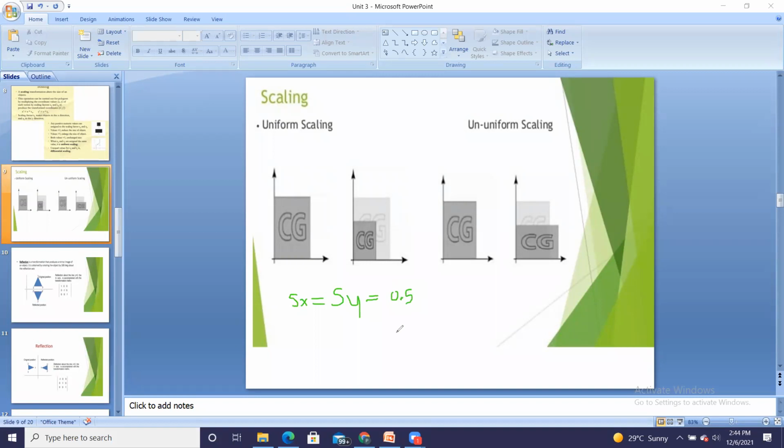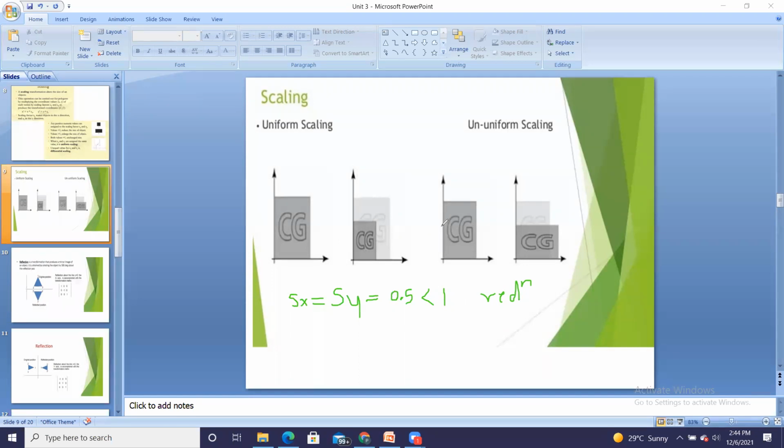Is 0.5 less than or greater than 1? We know 0.5 is less than 1, and that's why this compression will take place, that is, a reduction in the size. So we are going to have a reduction in the original object. Getting it? This is the example of uniform scaling in which Sx and Sy are equal to 0.5, which is less than 1. So it is called uniform reduction in the x direction as well as in the y direction.